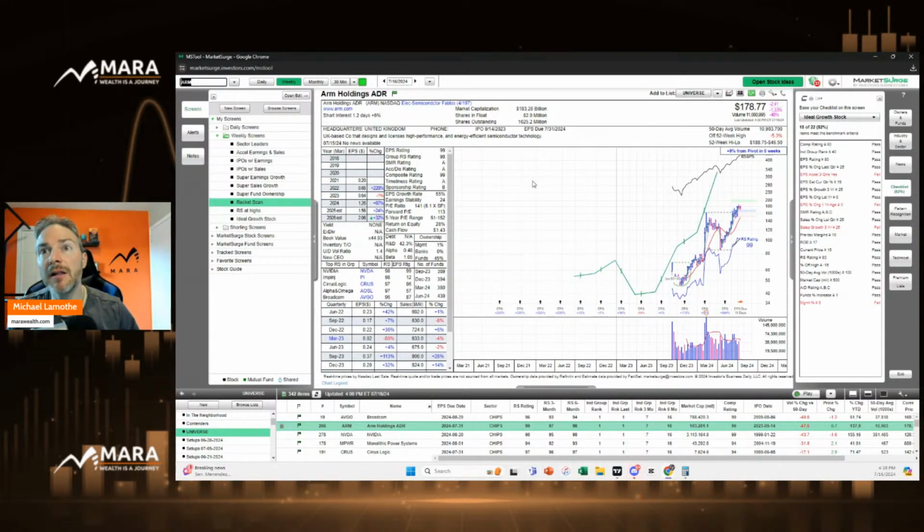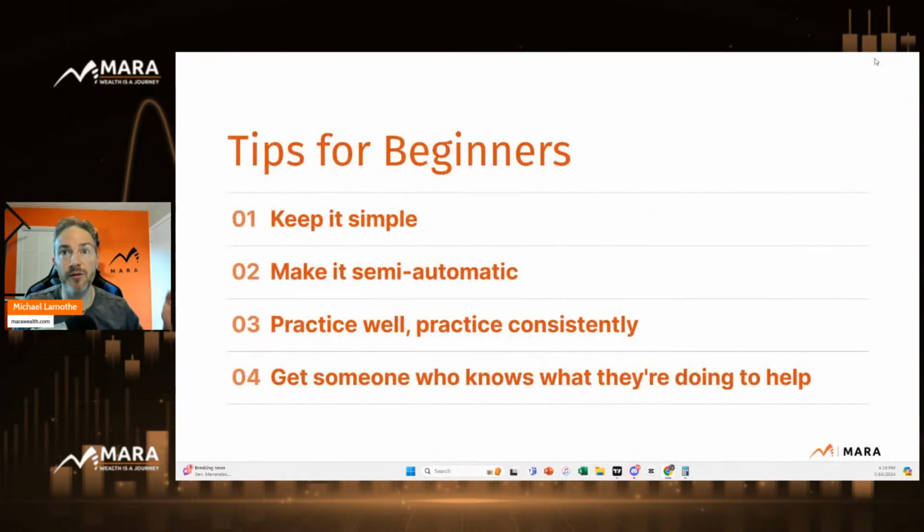But let's keep going. The next thing that's going to be important for you as far as all this stuff goes is practice, practice, practice. I can't stress that enough. Practice well, practice consistently. Because if you start running random screens, you're not going to get the full benefit of it. So much of what I get from this process is insight into the market.